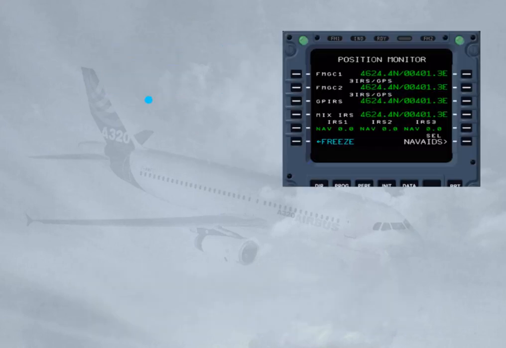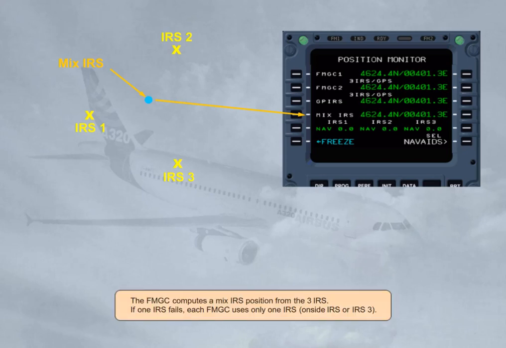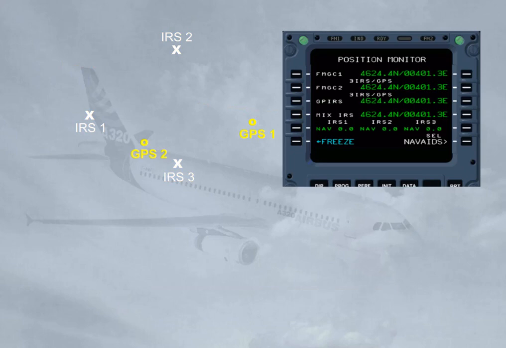The FMGC computes a mix IRS position from the three IRSs. If one IRS fails, each FMGC uses only one IRS, onside IRS or IRS 3. Each IRS computes a hybrid position that is a mix IRS GPS position, called GPIRS.